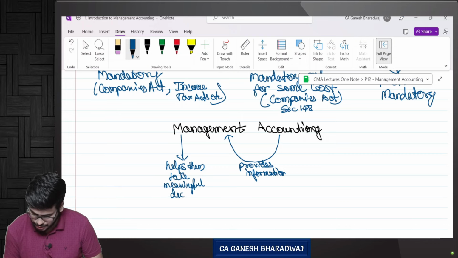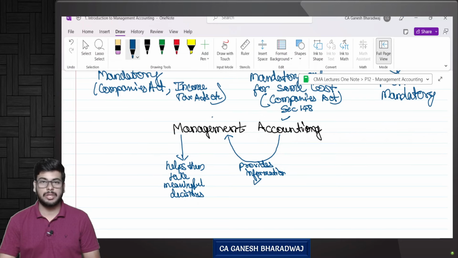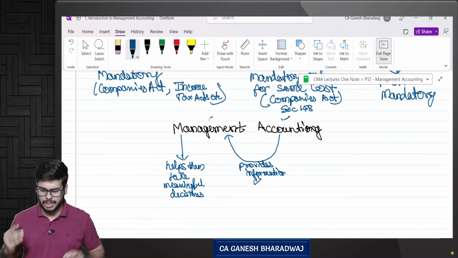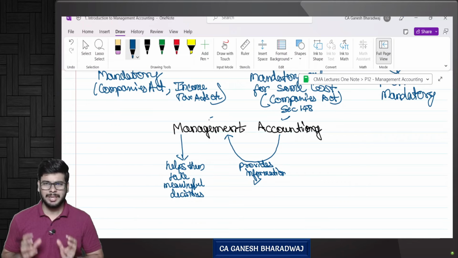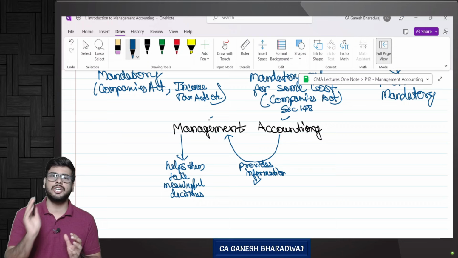Meaningful decisions. So it is that branch of accounting that provides information to the management that helps them take proper meaningful decisions. Sir, you have said something. So basically, it is that branch of accounting that provides the information to the management.